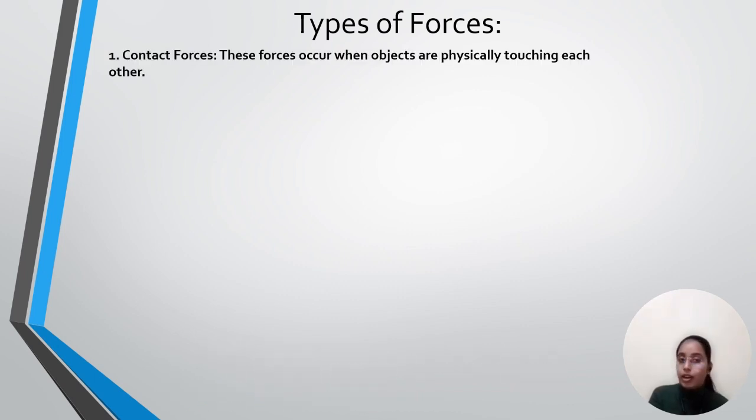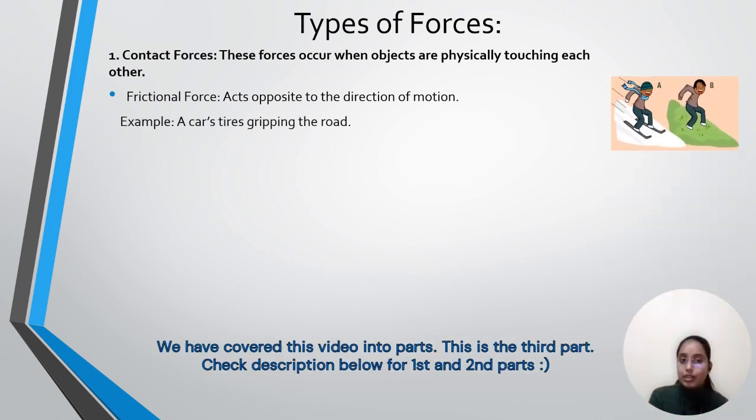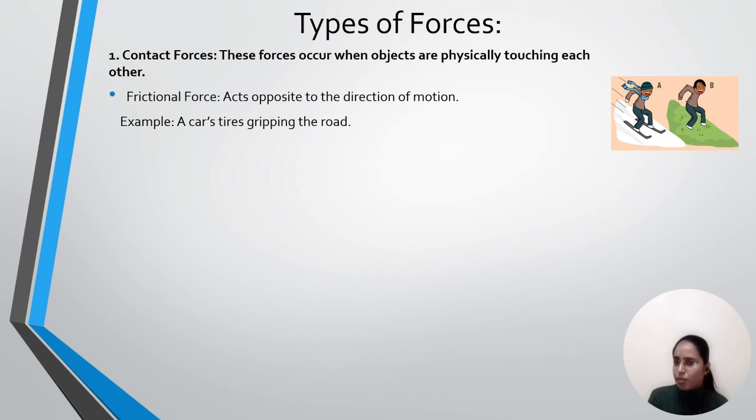So contact forces are the forces which occur when objects are physically touching each other, and frictional forces are the types of contact forces which act opposite to the direction of motion. For example, if you are walking, then the ground is applying a force towards you and you are applying a force towards the ground. This is how you are walking forward. That is a kind of frictional force. As you can see, these boys are skating, and the boy on the other hand is jumping or doing something like walking. They are both examples of frictional force.